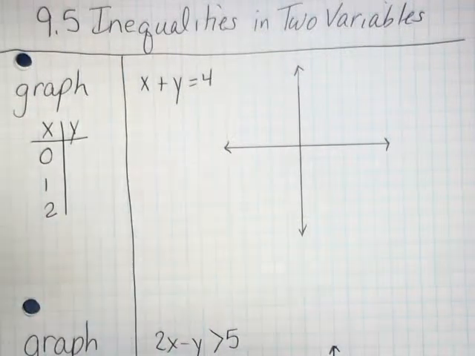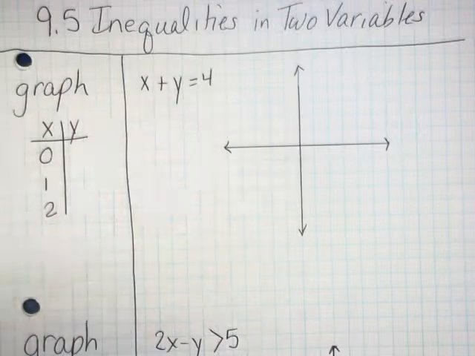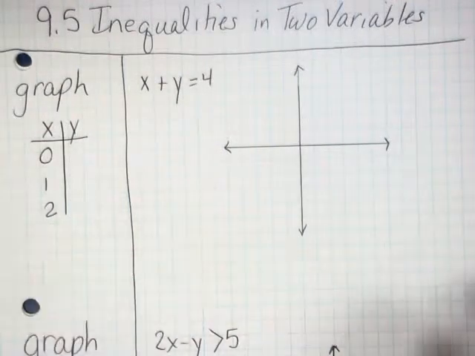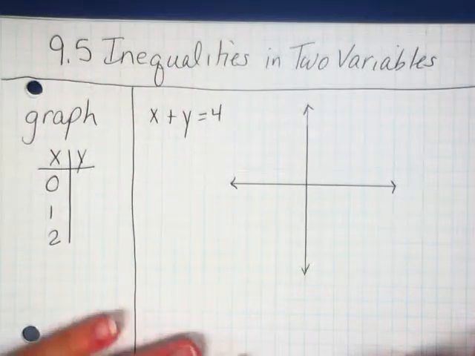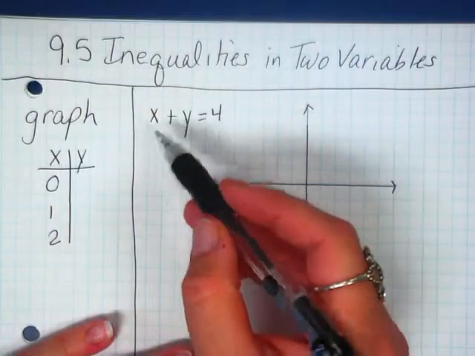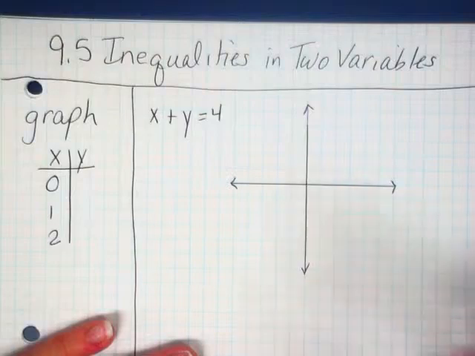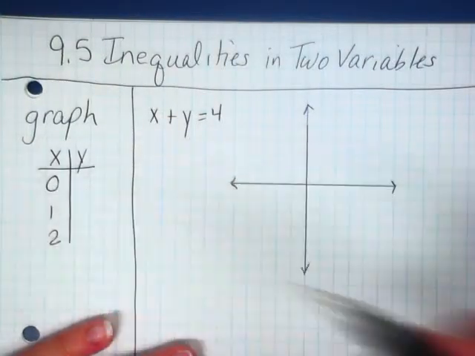All right, 9.5, inequalities in two variables. Last section we talked about graphing equations, so I want to review that really quick before we get into graphing with inequalities. We have the equation x plus y equals 4, and we're going to use 0, 1, and 2 to see what happens.